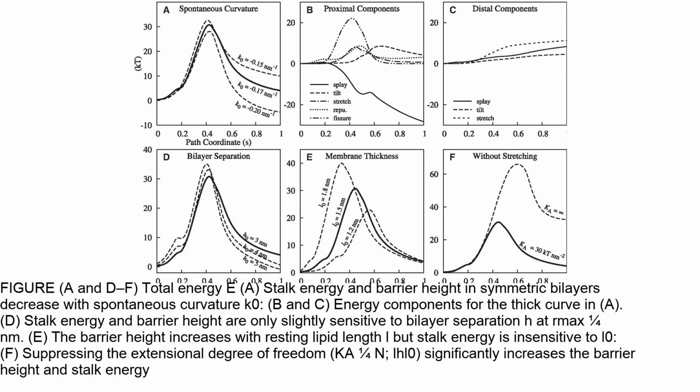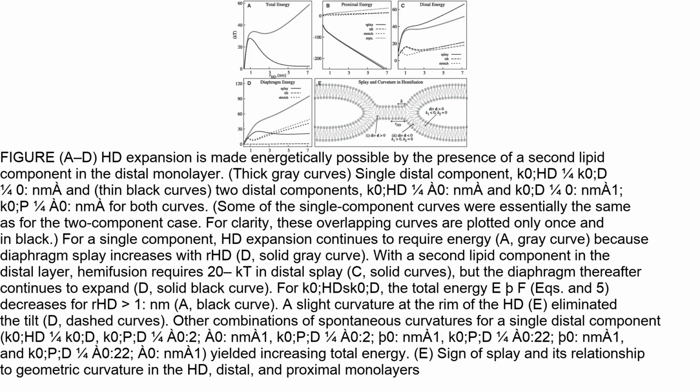Shows the total energy, stalk energy, and barrier height as a function of various parameters. The total energy and stalk energy in symmetric bilayers decrease with spontaneous curvature. The barrier height increases with resting lipid length but is insensitive to it. Suppressing the extensional degree of freedom significantly increases the barrier height and stalk energy. Illustrates the energy profile for HD expansion.